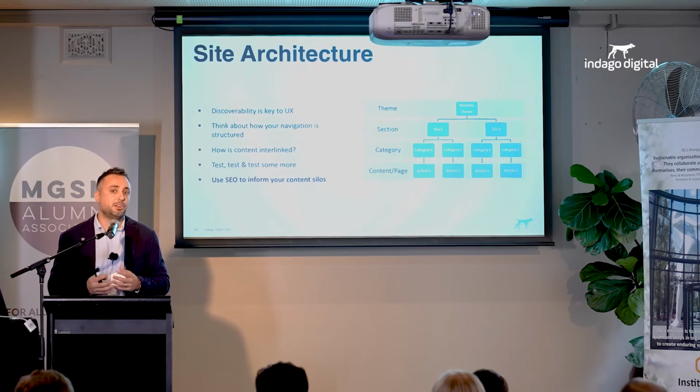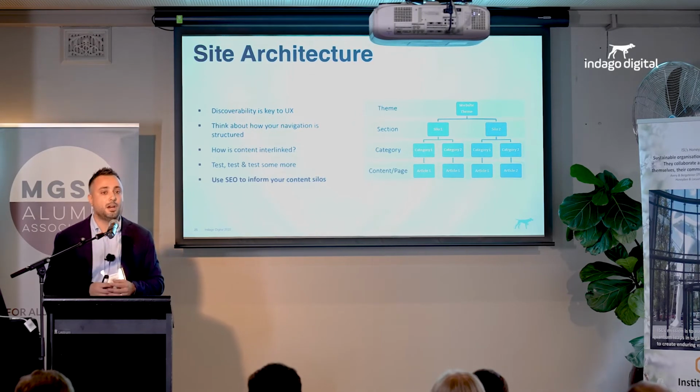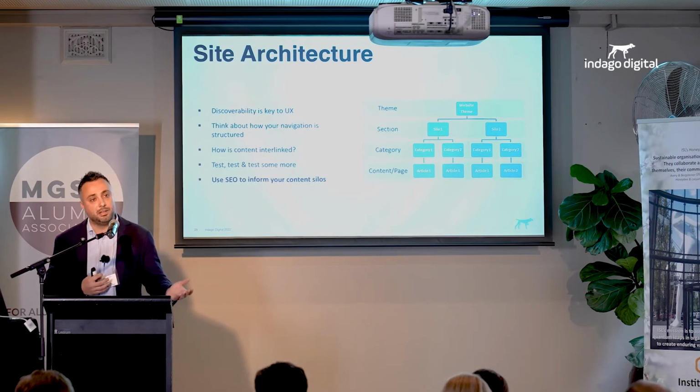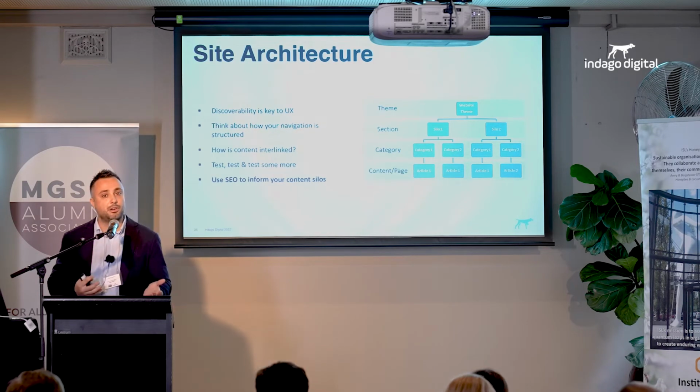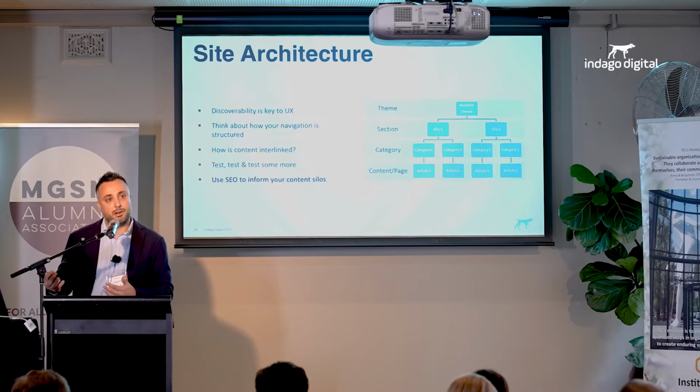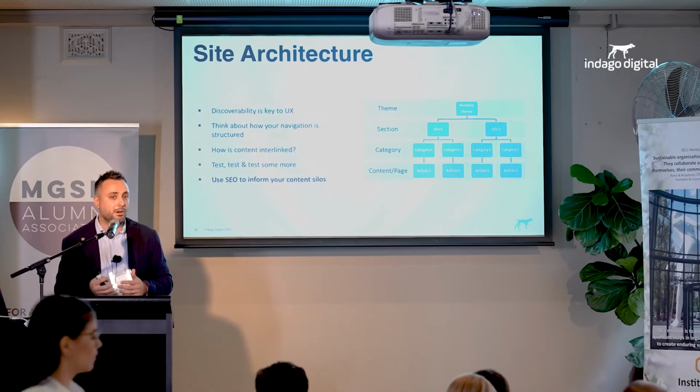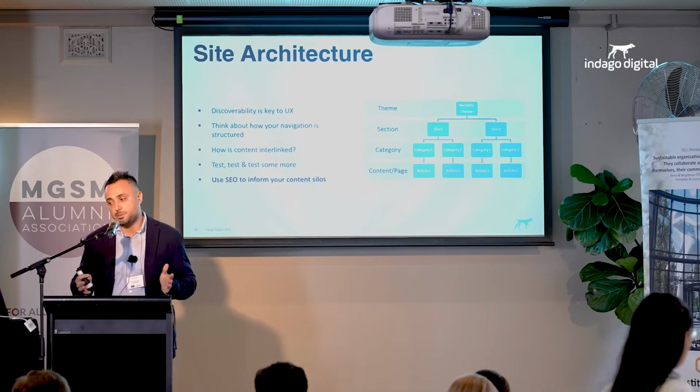And test your user flows, how people are finding that content. Where are they clicking from? Where are they coming in from? Where are they coming out from? Are there any bottlenecks in the journey in terms of finding that content? Really pinpointing those and alleviating those bottlenecks.